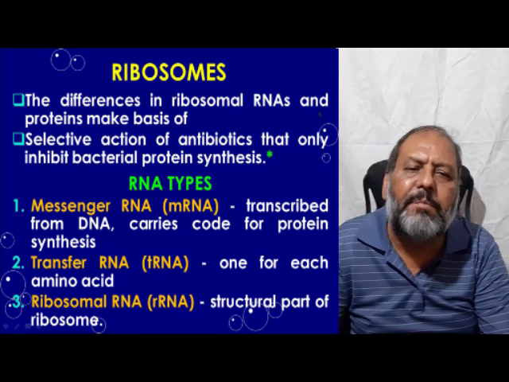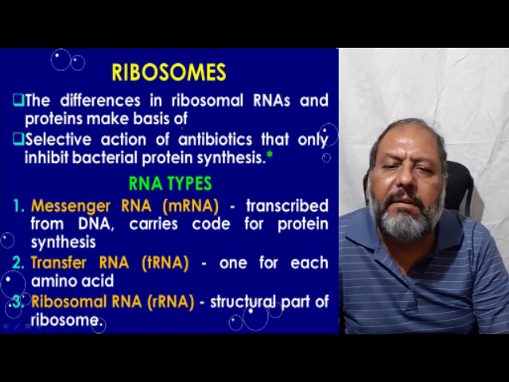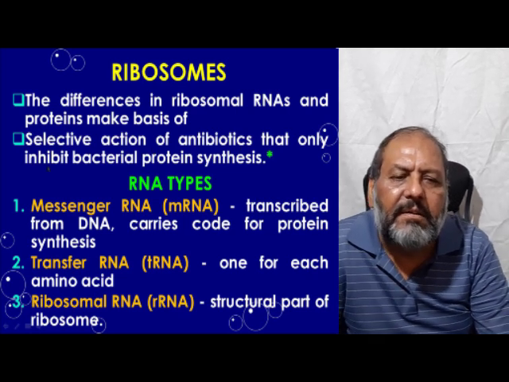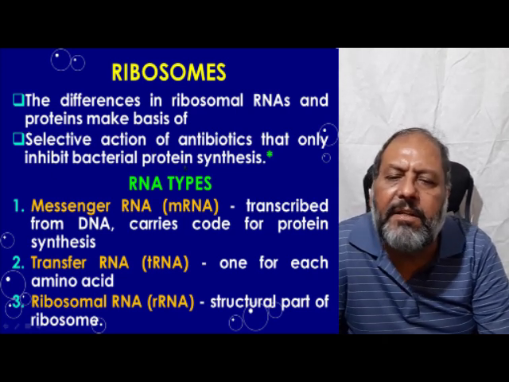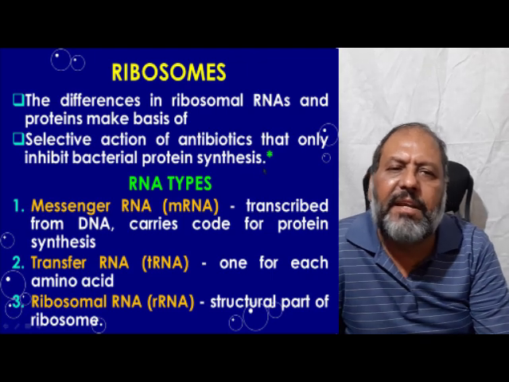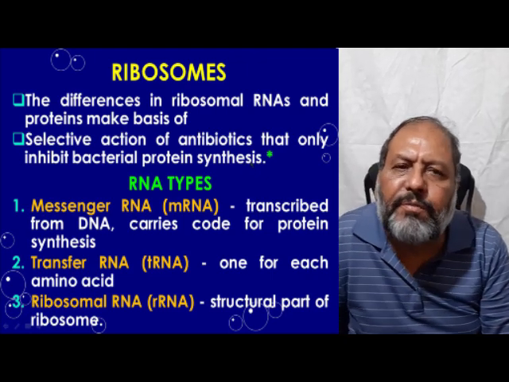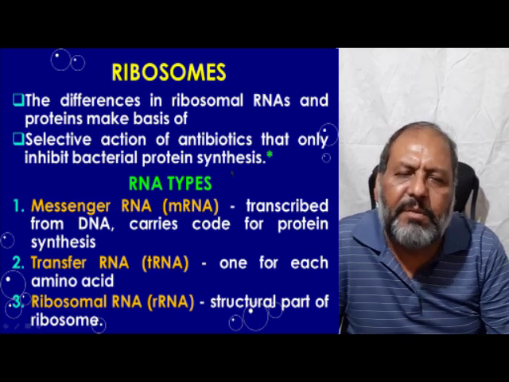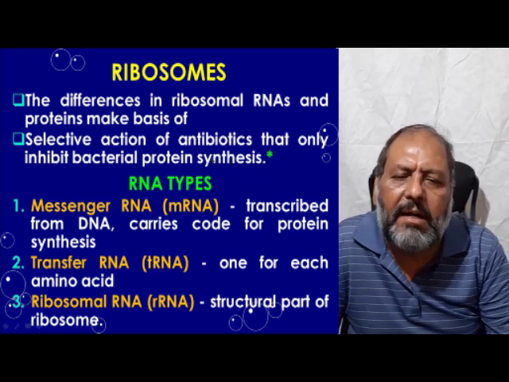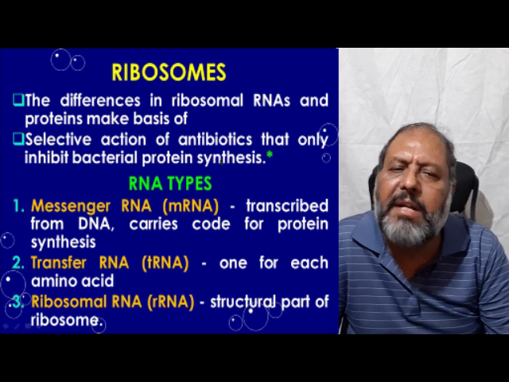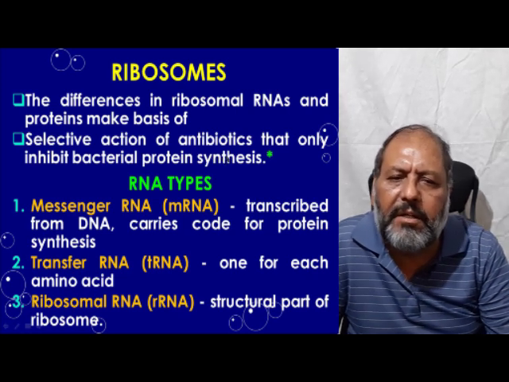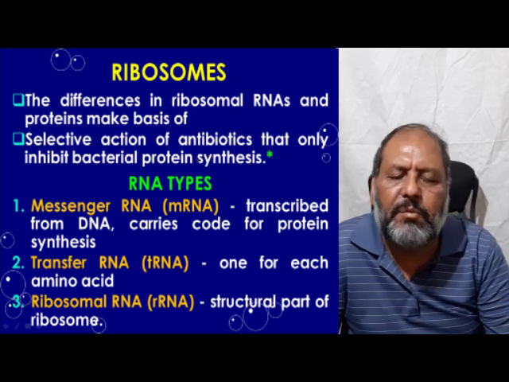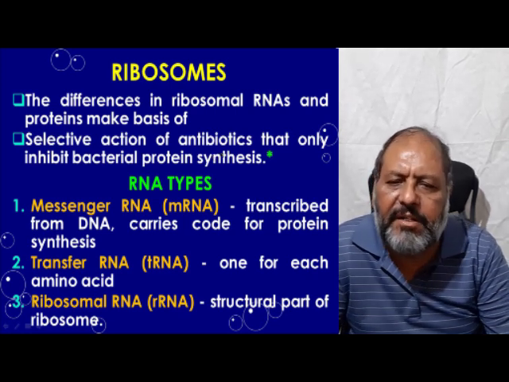So the difference in the ribosomal RNA and protein makes the basis of the selective action of the antibiotics that only inhibit bacterial protein synthesis by acting on the ribosomes of the bacteria, but they do not attack the ribosomes of the human cells in which these bacteria are residing, because those are 80S, and the antibiotic which we are going to fire only attacks the 70S which is contained by the bacteria.